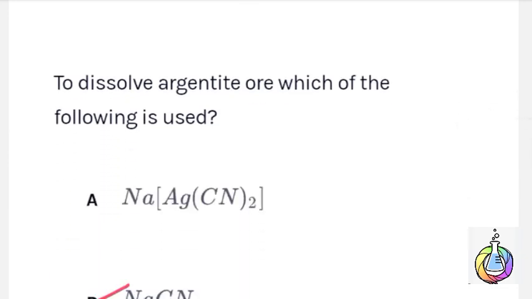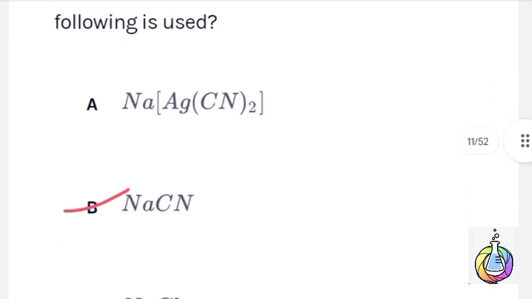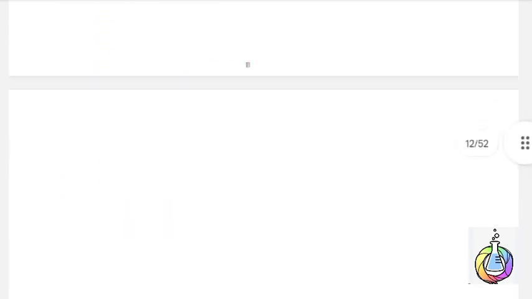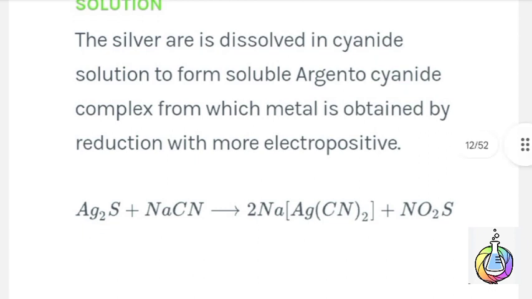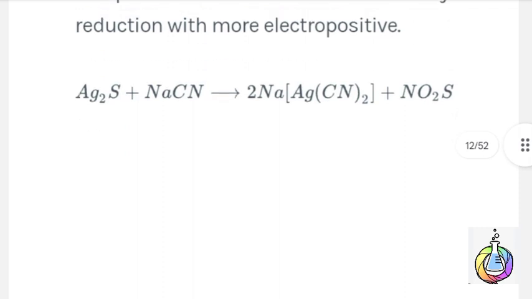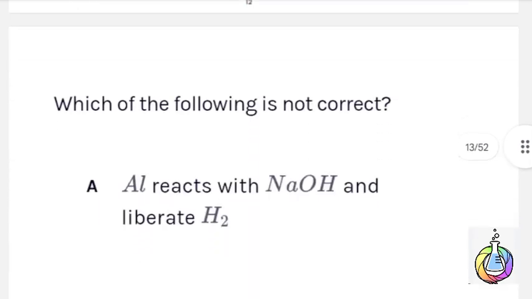Next question: to dissolve argentite ore, which of the following is used? NaCN is used. Therefore, option B is the correct answer for this question. Here is the solution. The silver ore is dissolved in cyanide solution to form a soluble argentocyanide complex, from which the metal is obtained by reduction with a more electropositive metal. Ag2S plus NaCN gives 2Na[Ag(CN)2] plus Na2S. Therefore, option B, NaCN, is the correct option for this question.